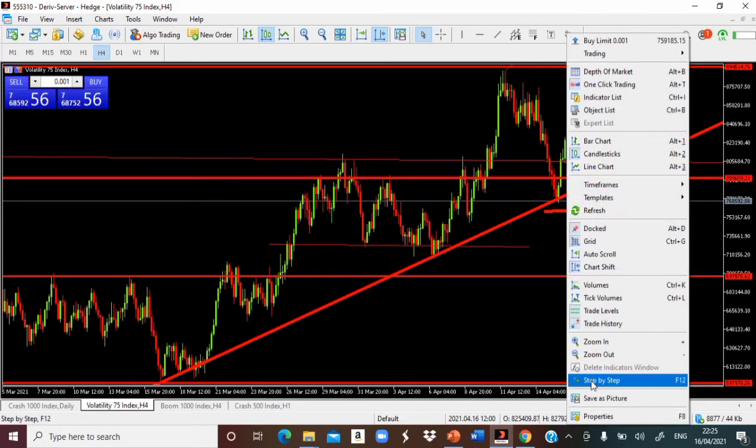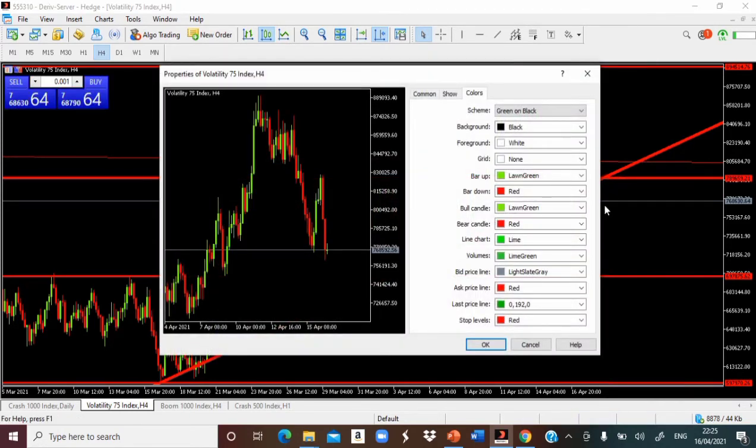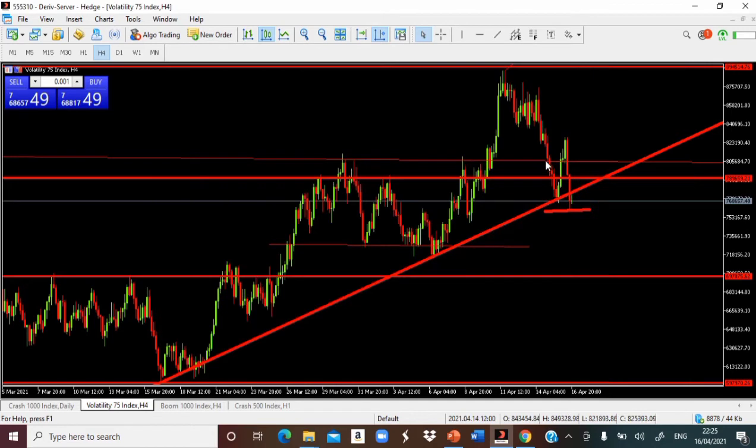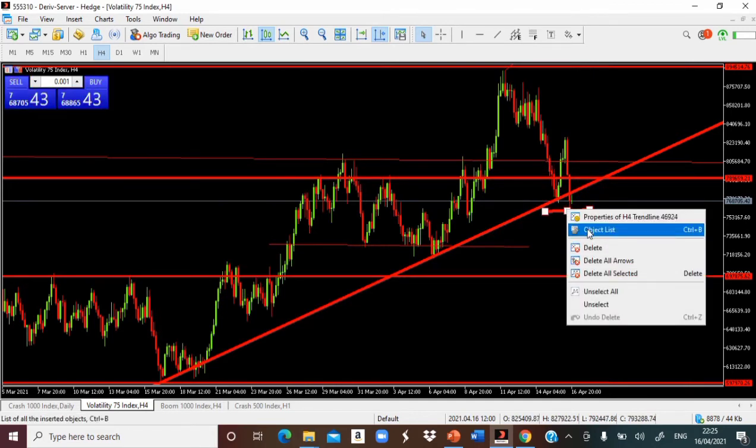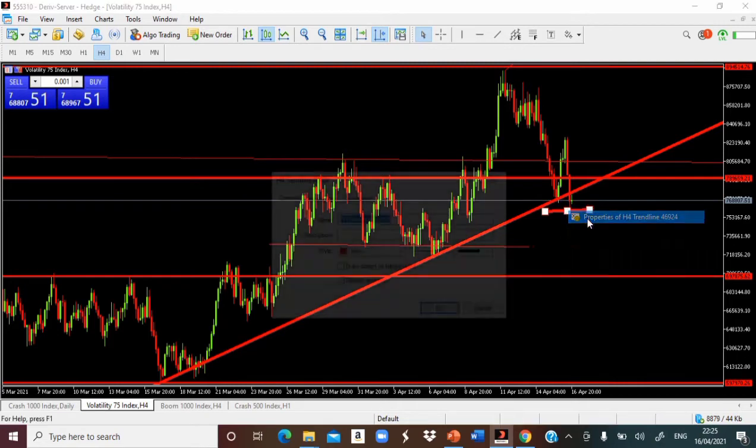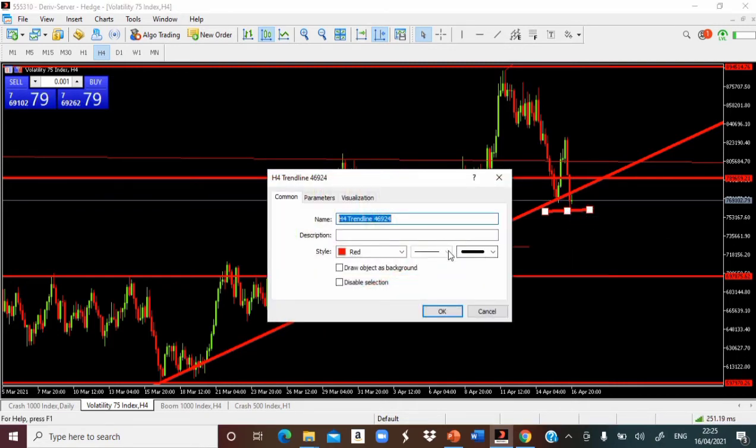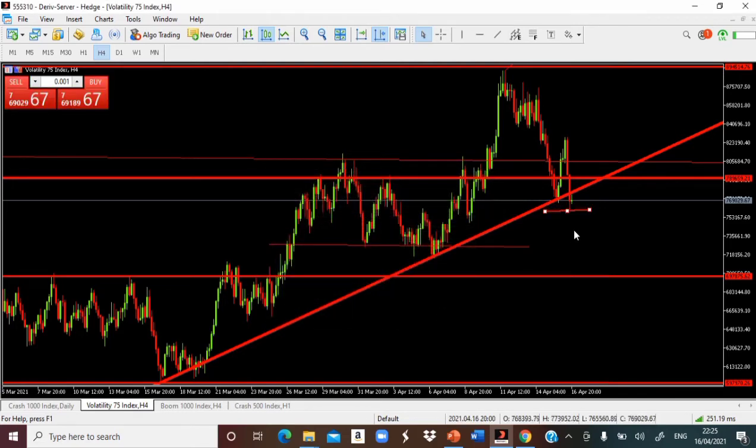Let me reduce this thing. Okay, so this was my stop loss. Now you have to look at the confirmation candle. This green one is the confirmation candlestick.